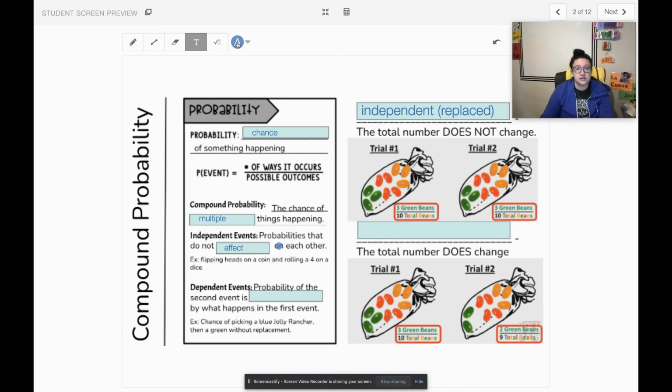Dependent events, however, the probability of the second event is affected by what happens in the first event. So again, if we come down here and take a look at the bottom right, looking at that dependent event, the jelly bean is not replaced.